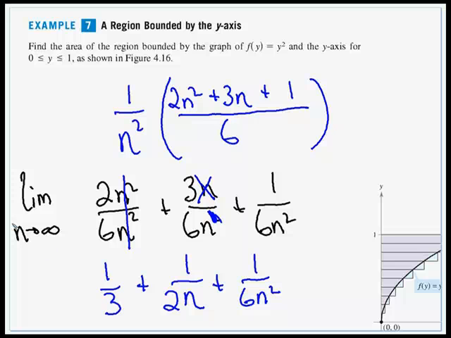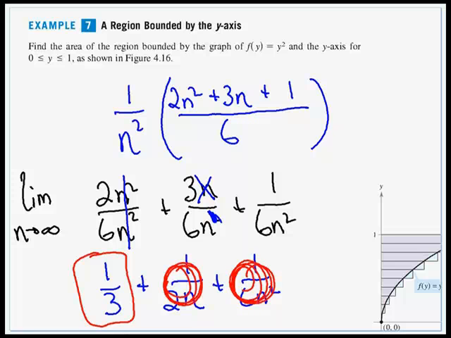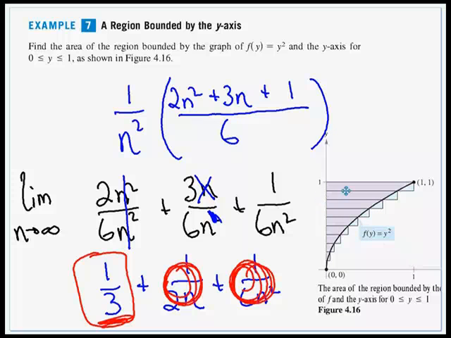As we apply the limit, let n go to infinity. Our 1/3 is untouched. But 1 divided by 2 times infinity is 0. 1 divided by 6 times infinity squared is also 0. So we're left with a third. Again, we were looking for the area bounded between the y-axis and our curve, and that area is exactly 1/3 square units.